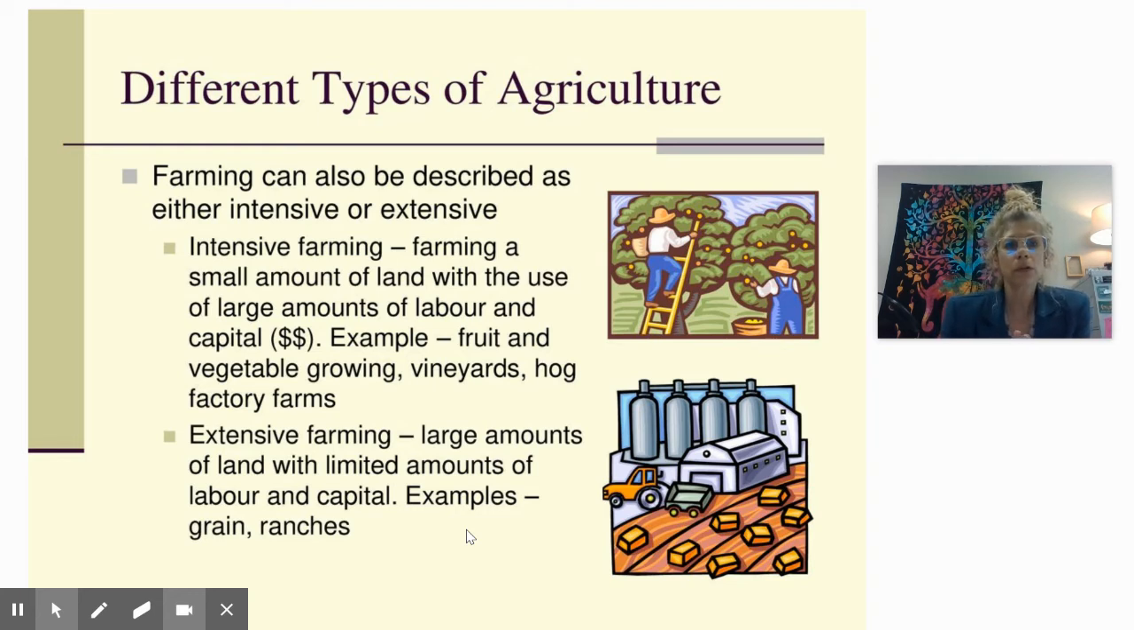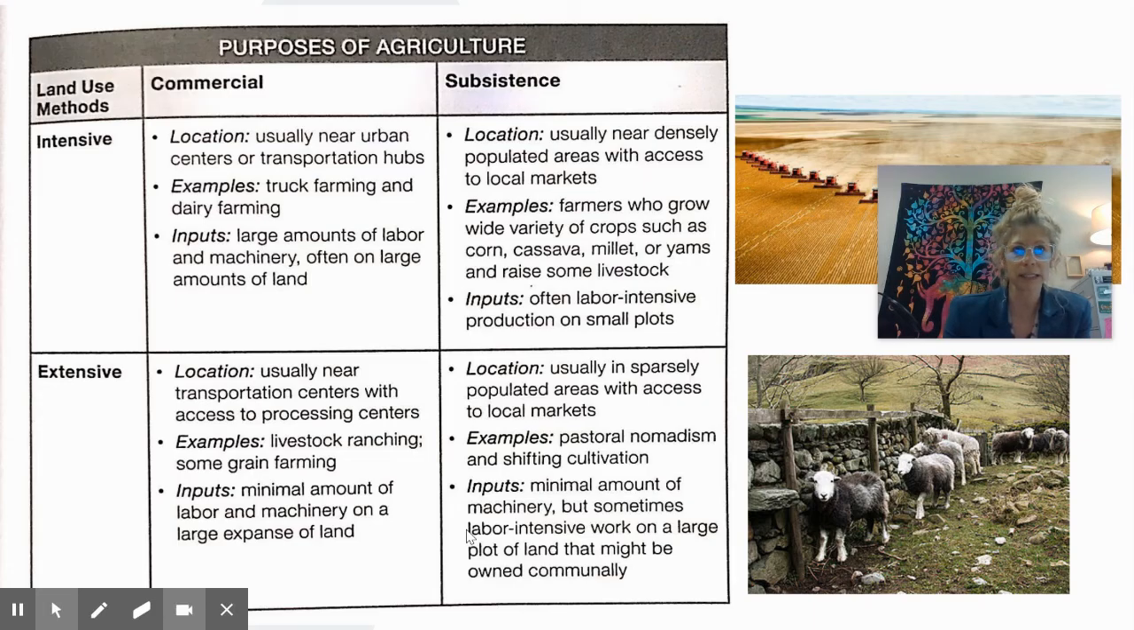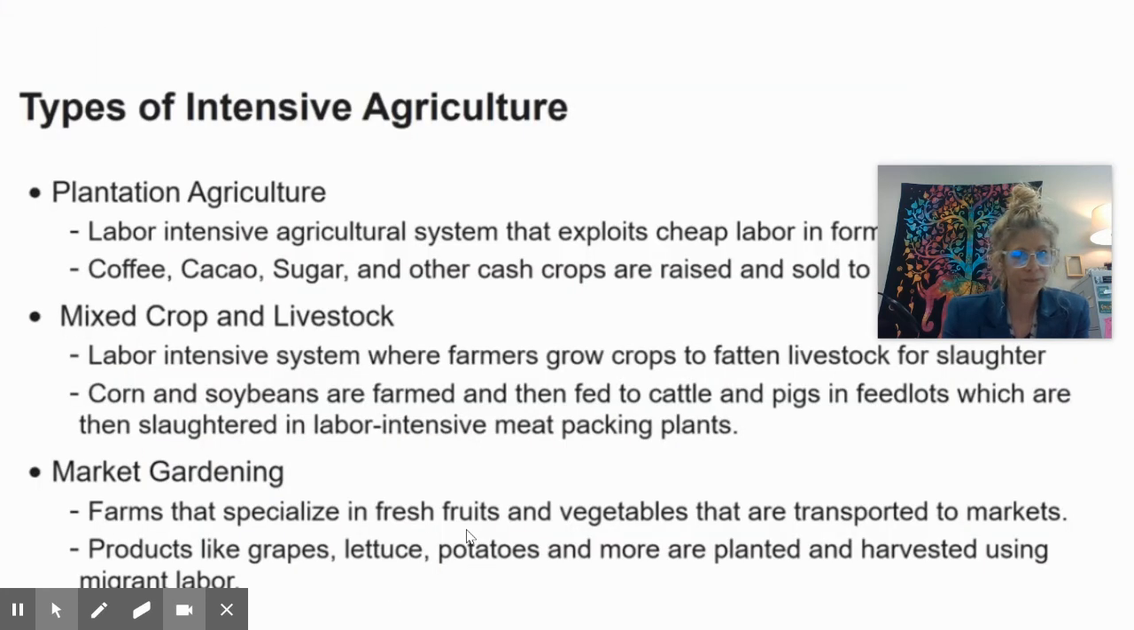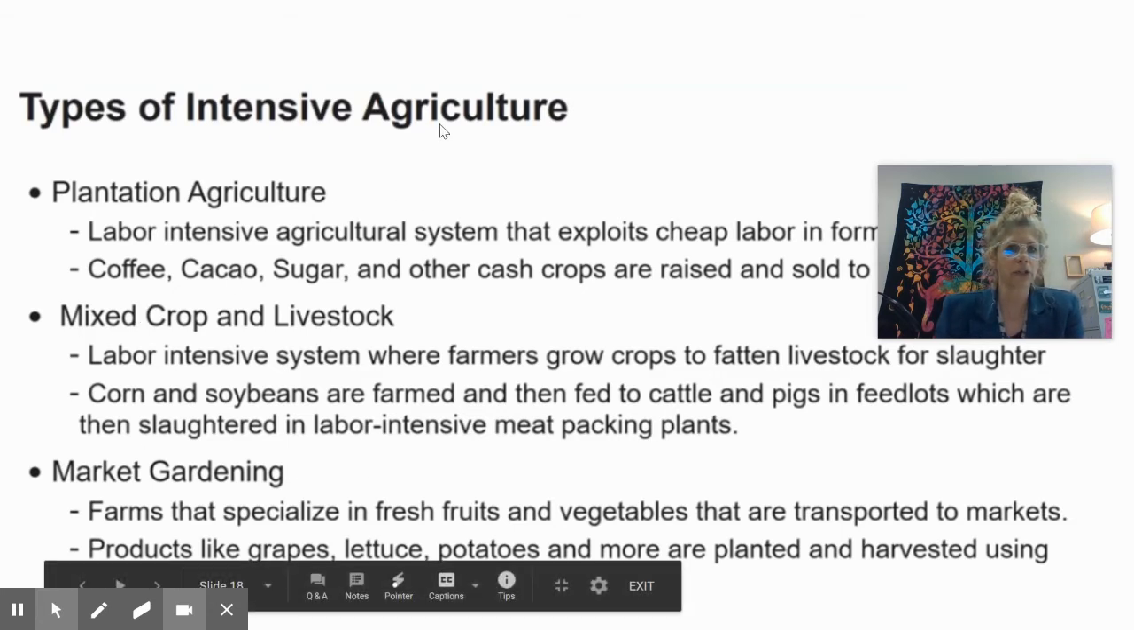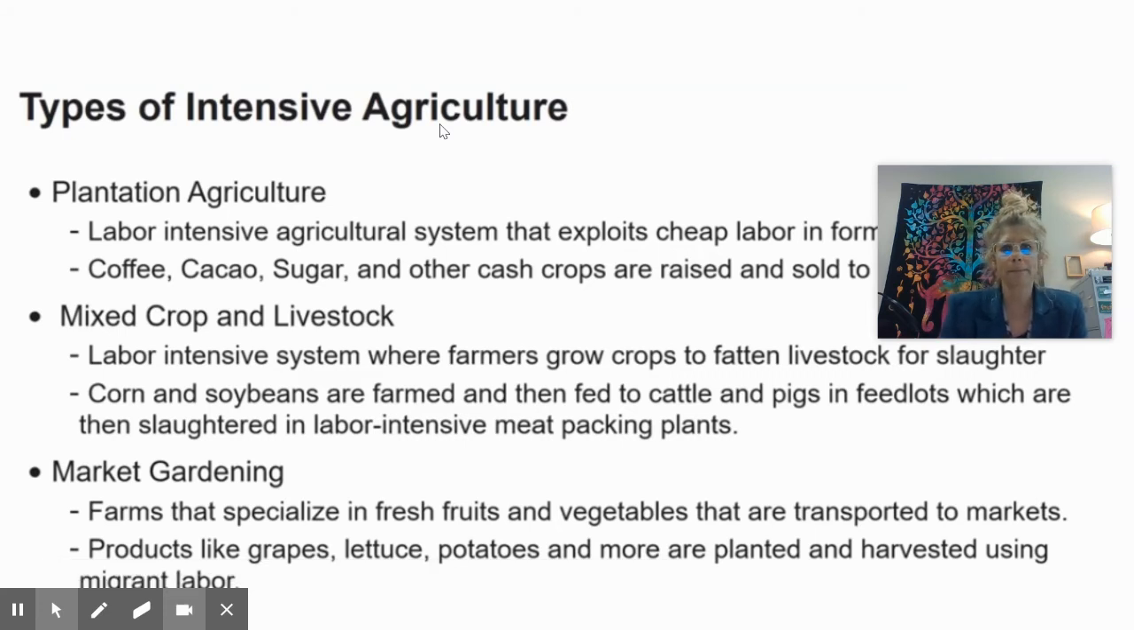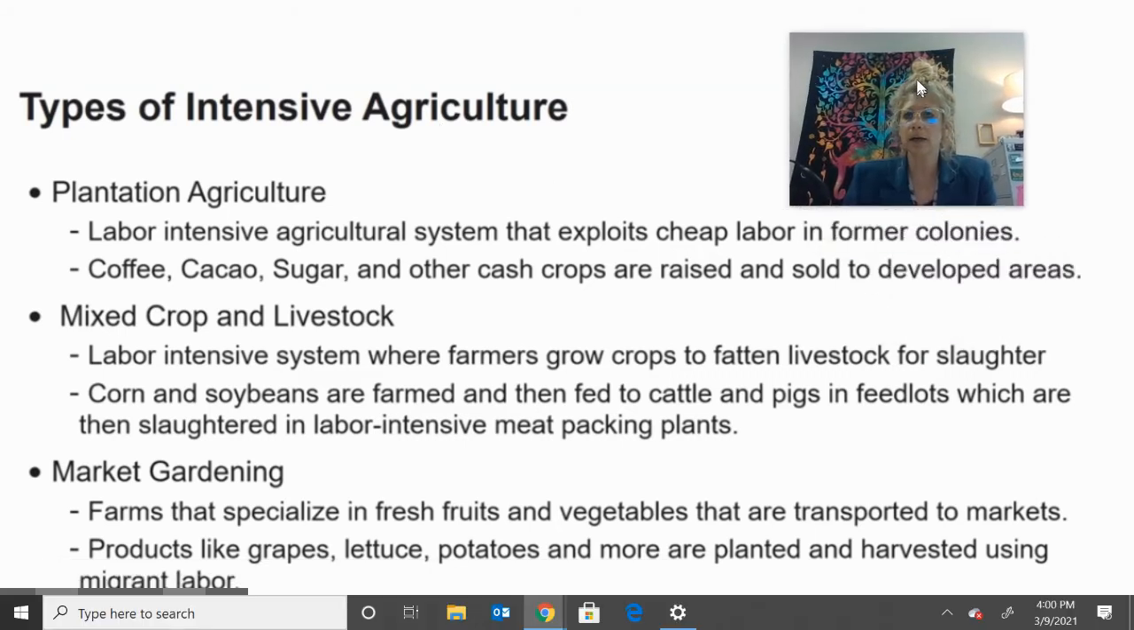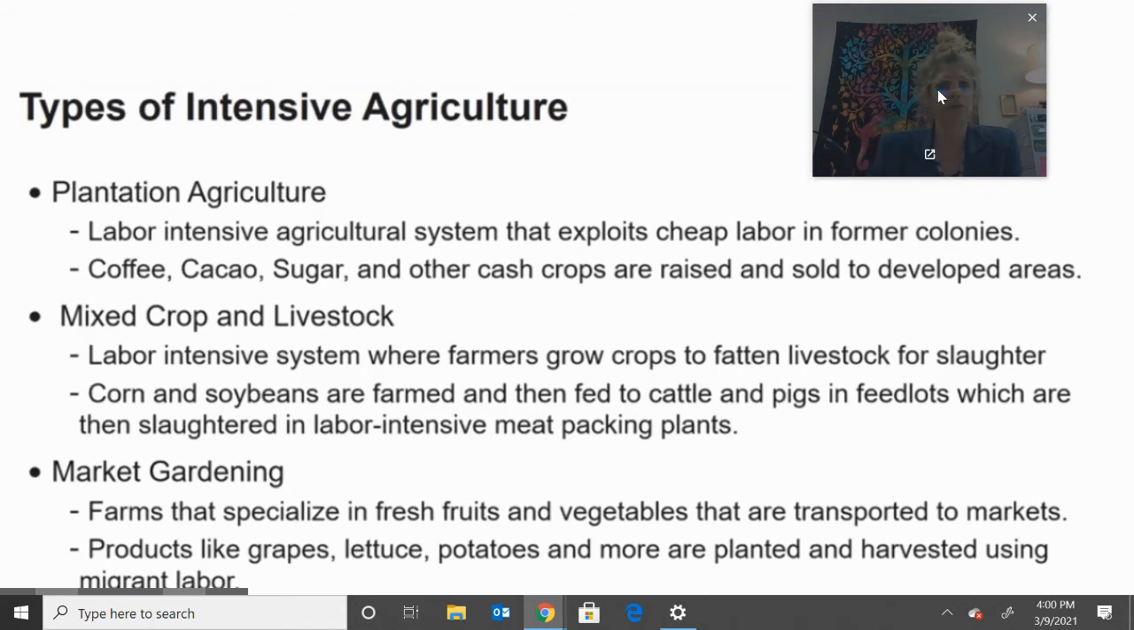Okay, so those are the two types, and then we're going to go through and quickly talk about each method of intensive and then each method of extensive. And you have another really great chart in AMSCO called Purposes of Agriculture. Okay, let's look at intensive methods first: plantation, mixed crop and livestock, and market gardening.